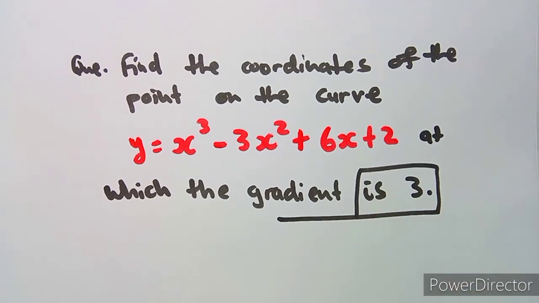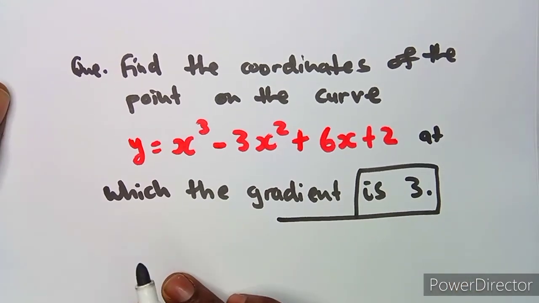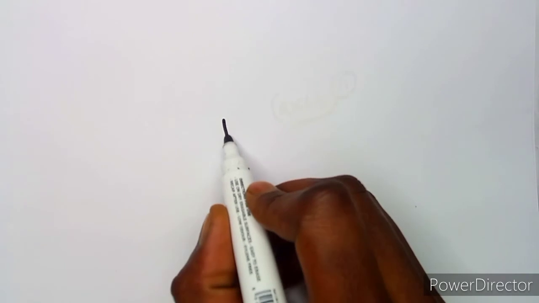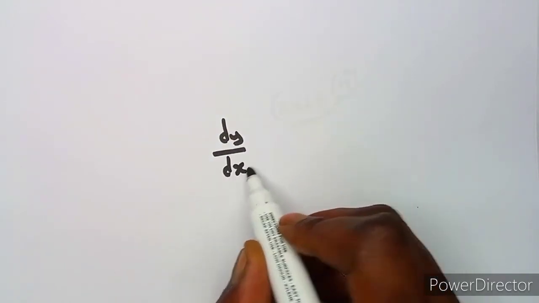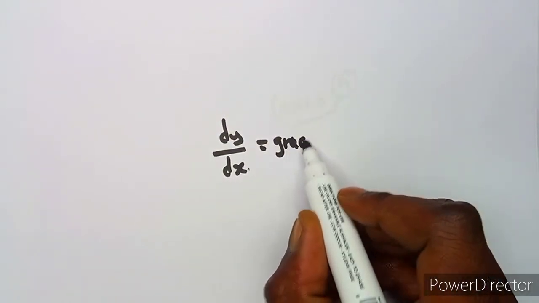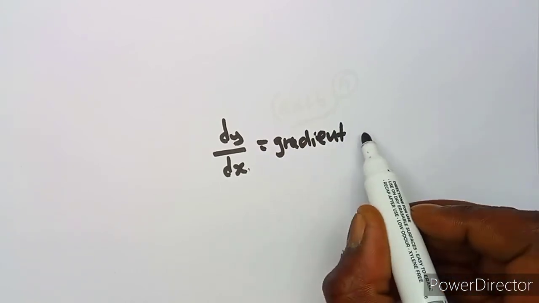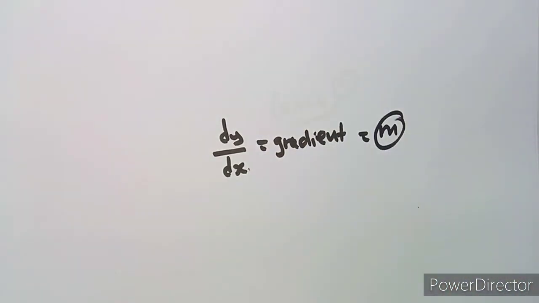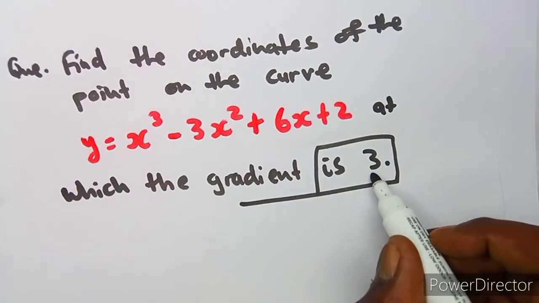So this is what you're going to have. Since I am given the gradient, I know that the gradient is represented by what? dy/dx. It is the one that represents the gradient, which is our m, which is the gradient. Okay, so in this case the gradient is 3.